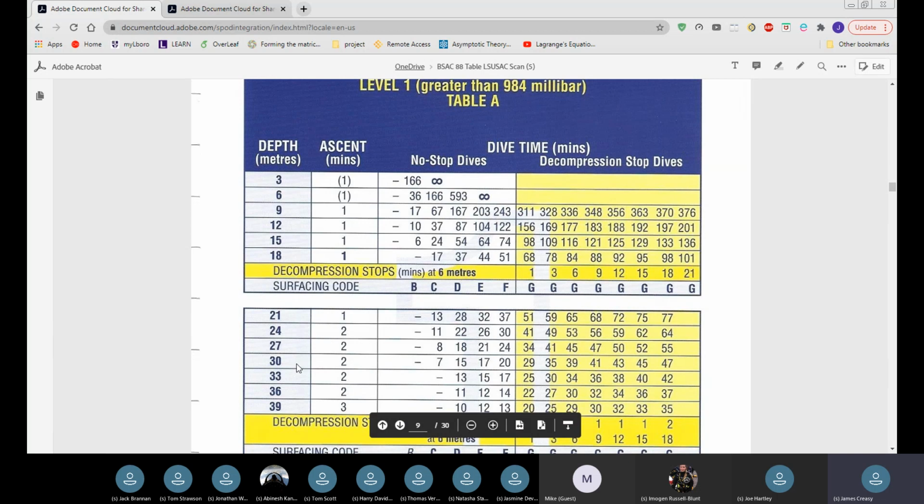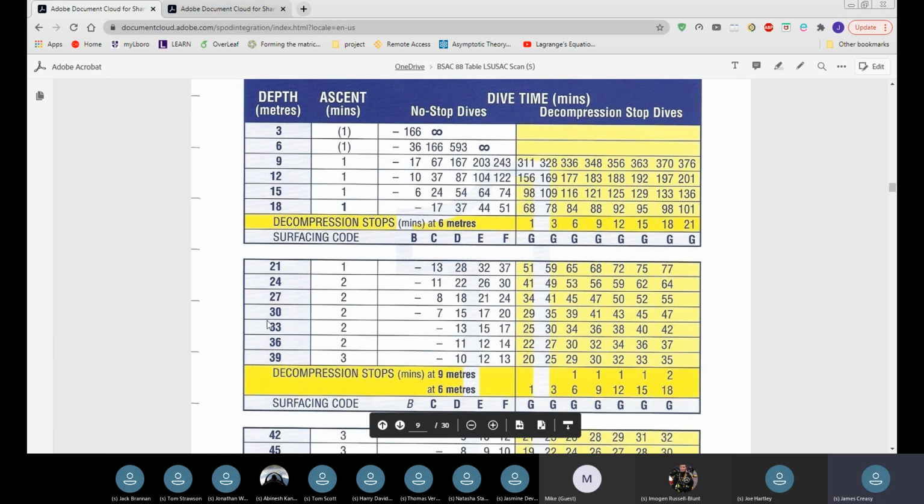Oh no, what am I talking about? 33 meters. Here we go. 20 minutes. I don't know what I was looking at there. Sorry. 33 meters for 20 minutes. 17 is not 20, so we have to go over here to the 25. We can scroll down and we can see there's a 1 minute deco stop at 6 meters, surfacing on G.